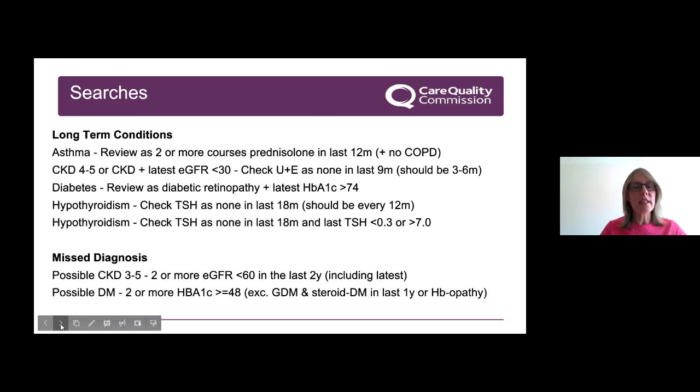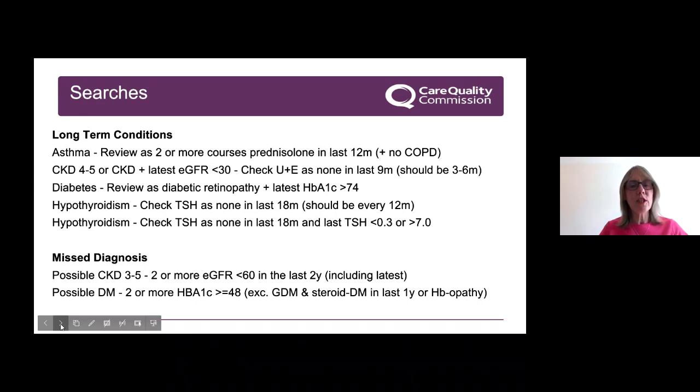For patients with chronic kidney disease, stages 4 or 5, or the latest eGFR less than 30, we look to check that they've had renal function done in the last 9 months. It should be within 3 to 6 months, depending on other factors and which subcategory of CKD they've got.